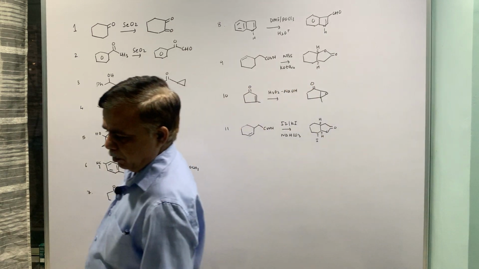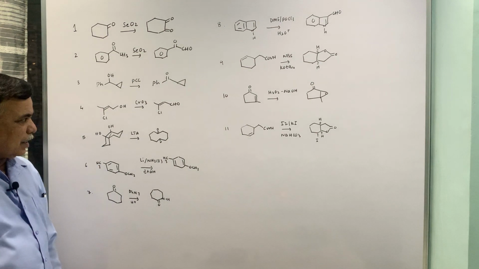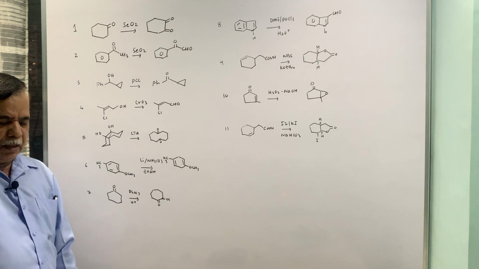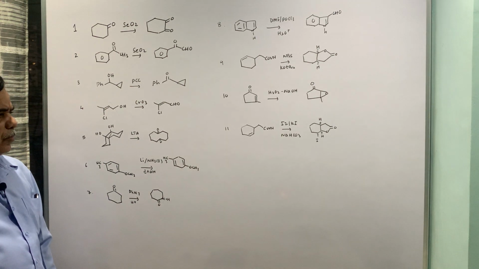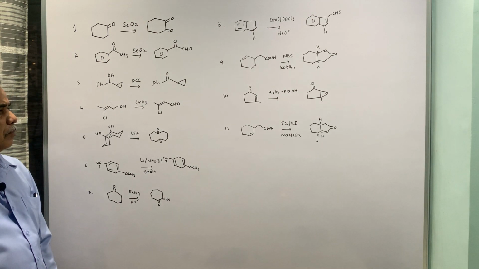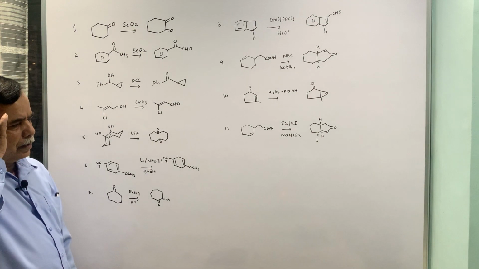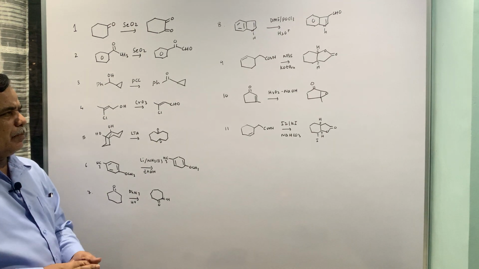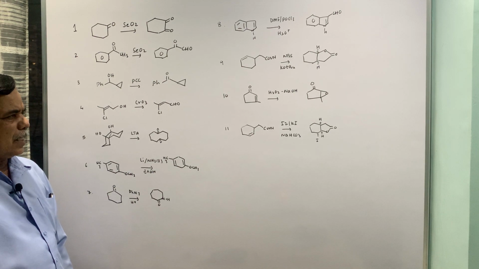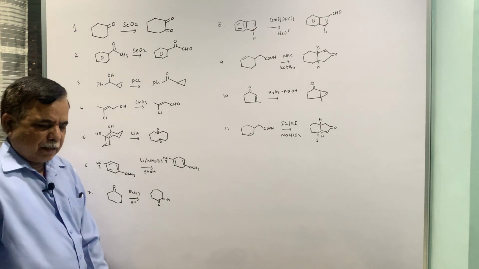Welcome to the problem solving sessions. So far we have seen a few examples of oxidation and reduction. Today we will see the remaining examples, and most probably in the next lecture we will see the examples from phosphorus, sulfur and nitrogen, and after that the examples on carbonium ion, carbanion, all those intermediates, and lastly I will give some model question paper for your practice.